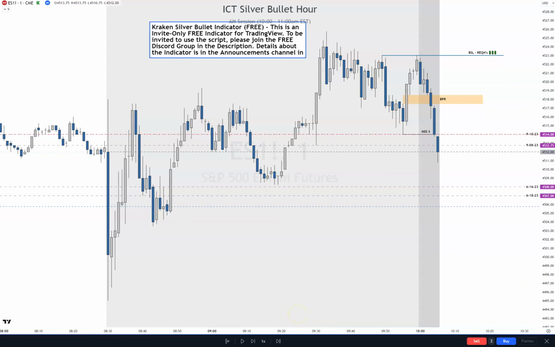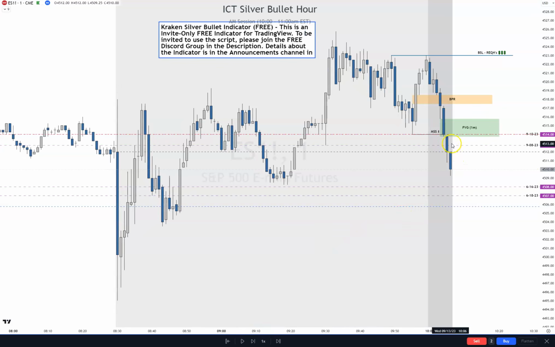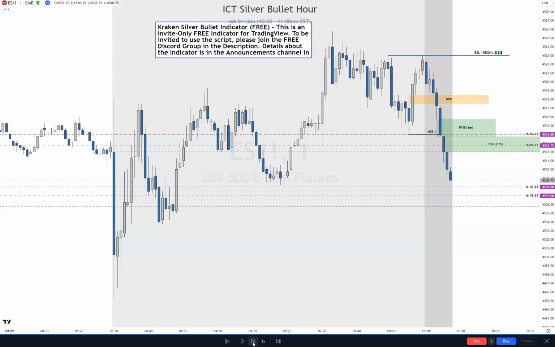All right, so we have a fair value gap right here. We have a fair value gap right here. And let's see what else. We'll keep going here. Okay, we have another fair value gap right here. Now, if it's this many fair value gaps, I'm looking for it to at least trade into this one up here.